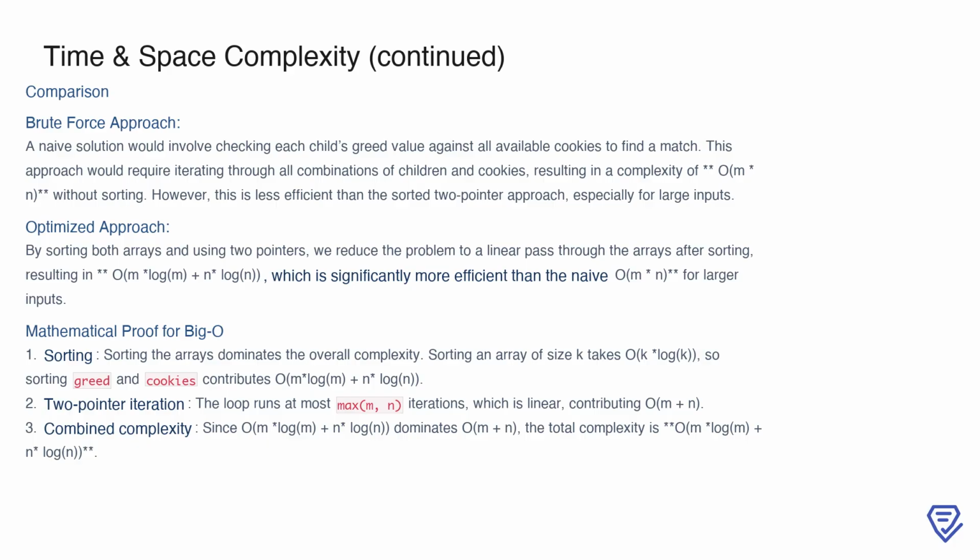To break this down mathematically, sorting an array of size k takes O(k * log k), so sorting the greed and cookies arrays contributes O(m * log m + n * log n). The two-pointer iteration runs at most max(m, n) times, which is linear and adds O(m + n). However, since O(m * log m + n * log n) dominates O(m + n), the total time complexity is O(m * log m + n * log n). This optimized approach is clearly more scalable for large inputs compared to the brute force method.